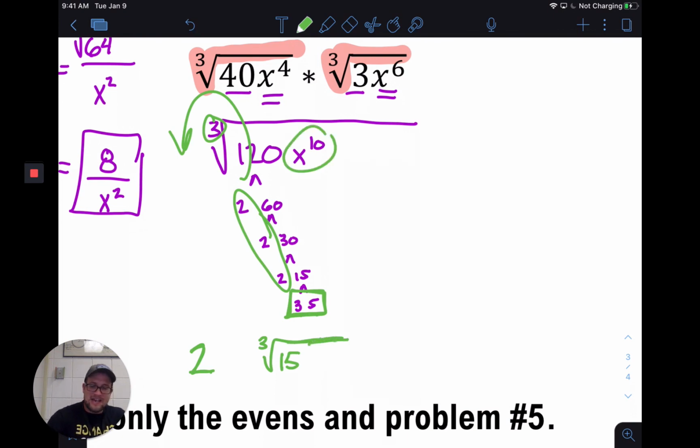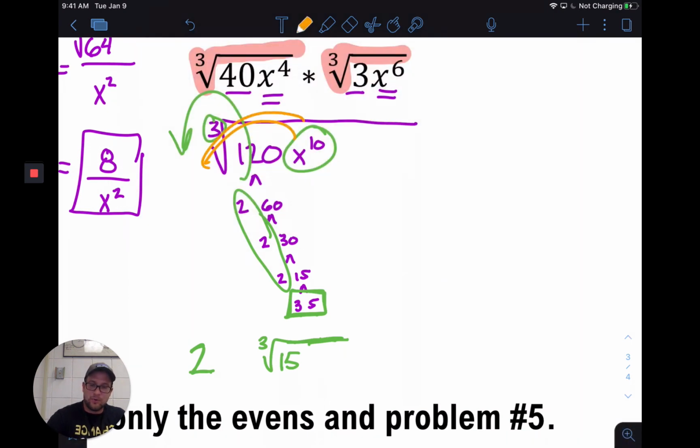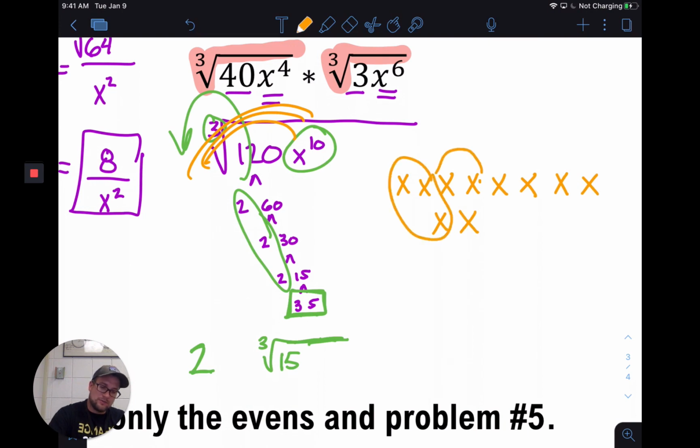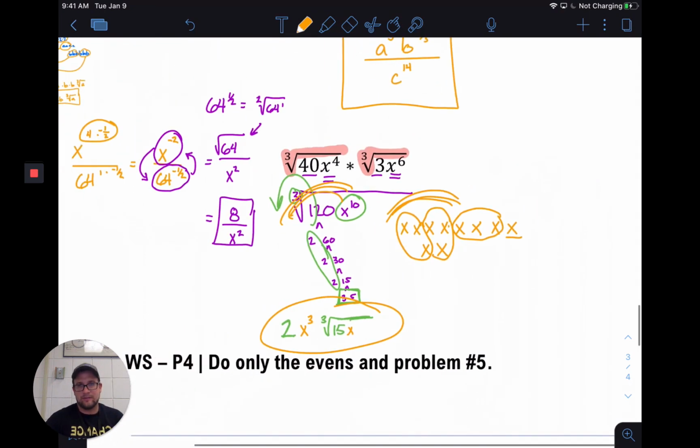And if I have 10 x's, that would be three groups of x's that could be pulled out. Right, so 1, 2, 3, 4, 5, 6, 7, 8, 9, 10. We need 3 x's for 1. So we have 3 groups of 3 x's that'd be able to be pulled out with 1 x left over. So I'll get x to the 3rd on the outside, x, making this our final answer.